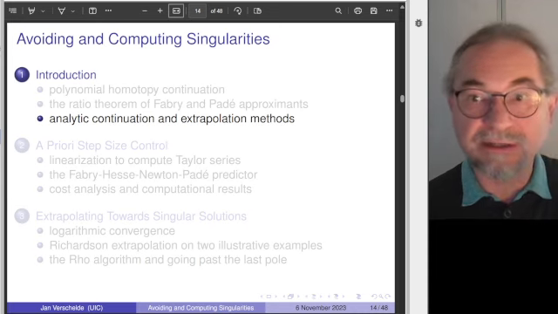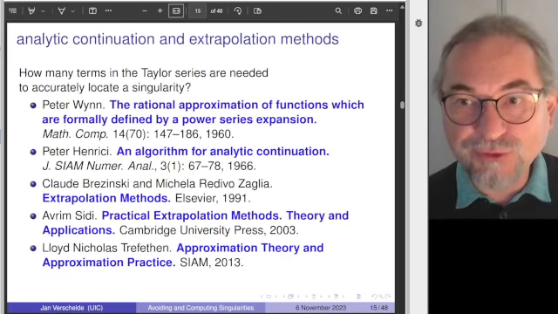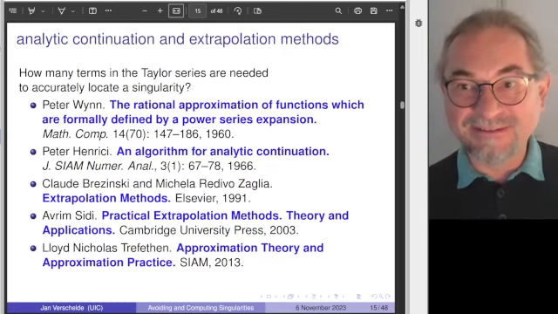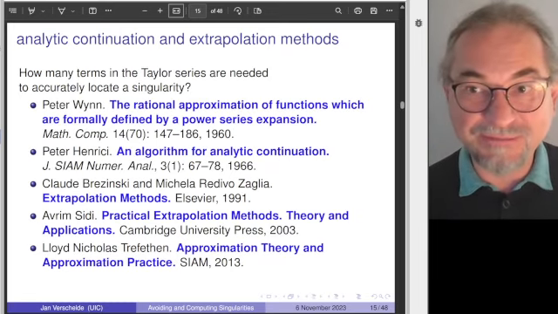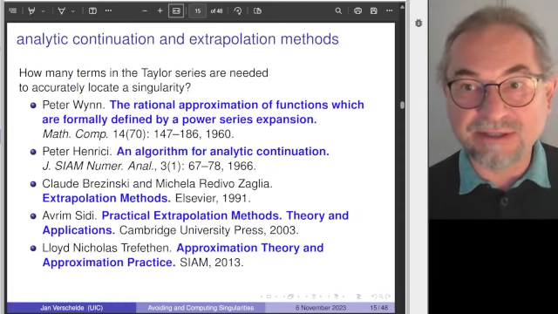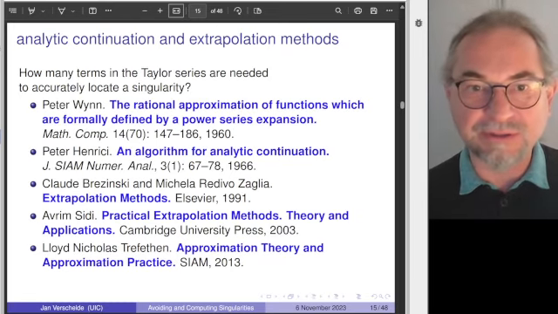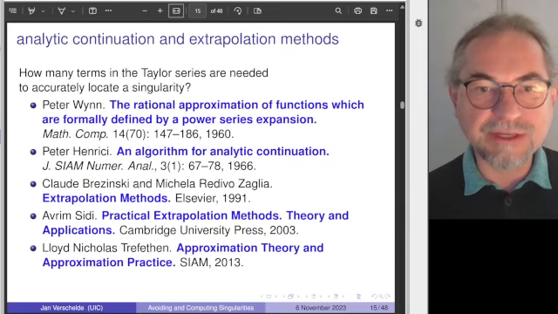Avoiding and computing singularities. How close can the singularities be, even if you can avoid them, if you know for sure that they are not there? How many terms in your Taylor series do you need? I mean, we have this Fabry ratio, but how accurate is it?